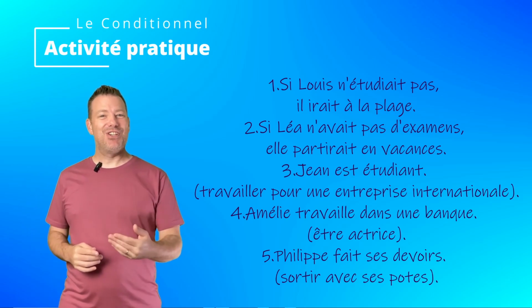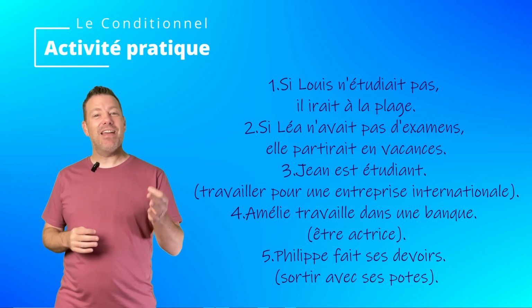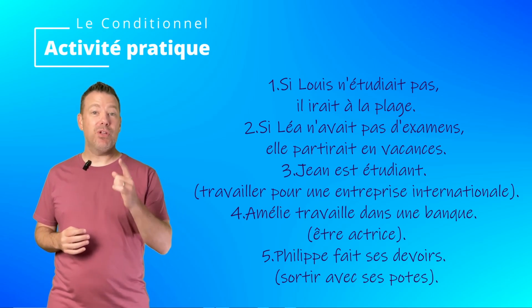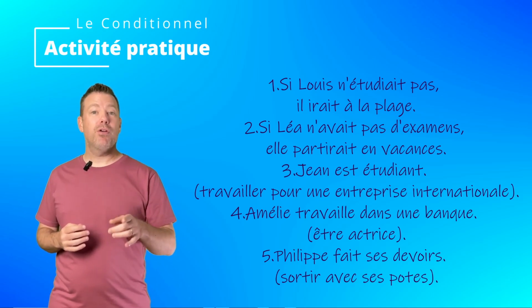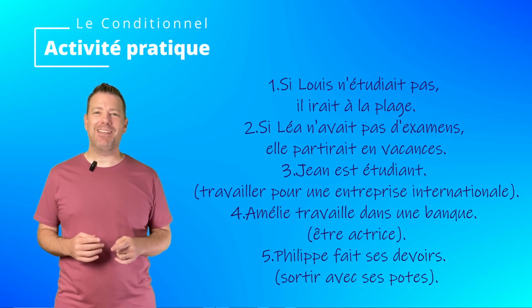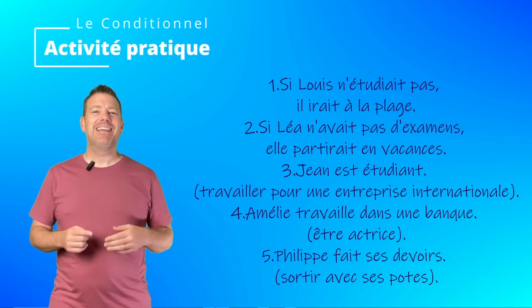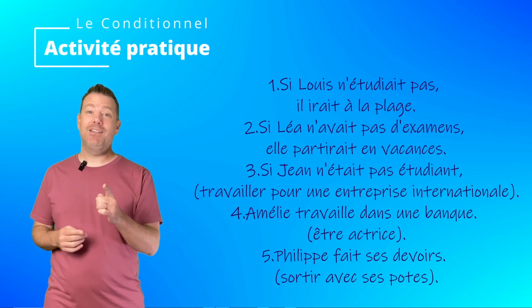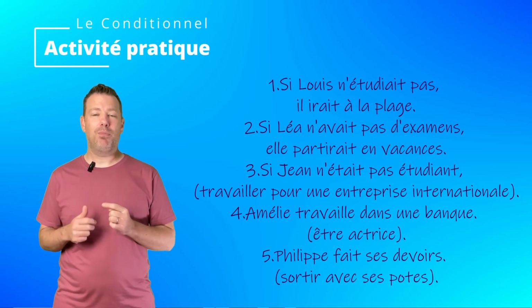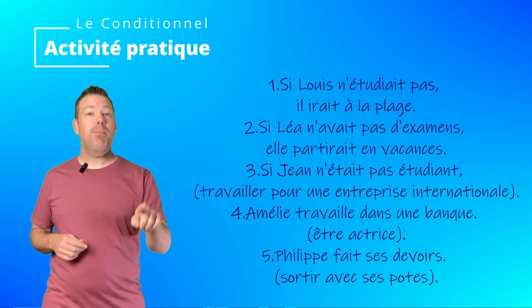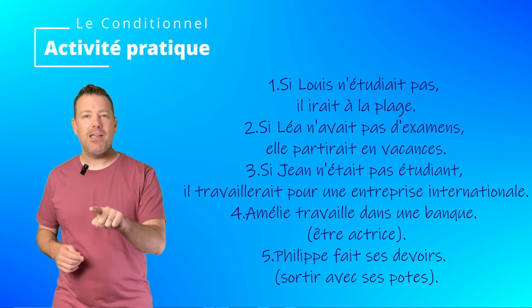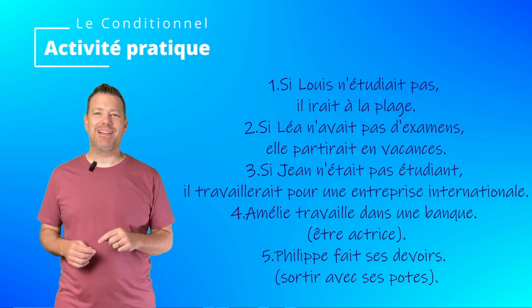Numéro 3, Jean est étudiant, travailler pour une entreprise internationale. So if Jean were not a student, he would work for an international company. In French, si Jean n'était pas, très bien, negation and the imperfect, si Jean n'était pas étudiant, il travaillerait pour une entreprise internationale.